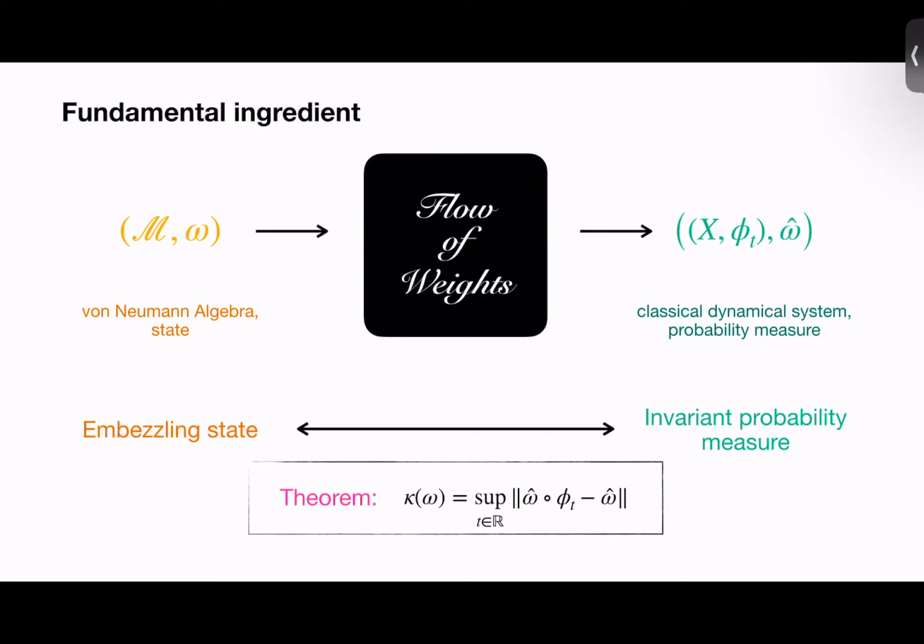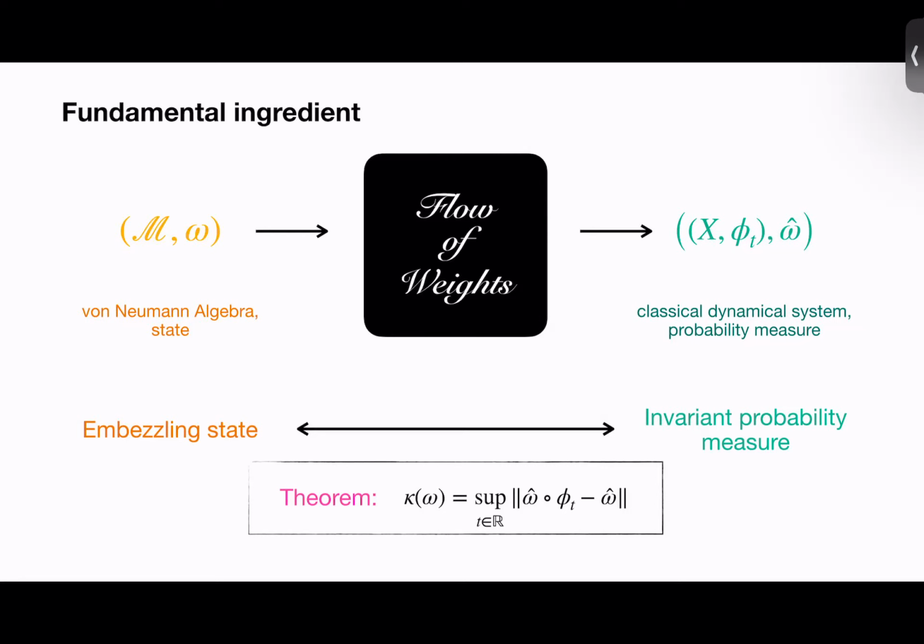In fact, even more is true. This quantifier of embezzlement is exactly the measure for how far the distribution deviates from being invariant under the flow of the conservative classical dynamics that we have. And if our von Neumann algebra is a factor, then it turns out that this flow is ergodic, so there's at most one such invariant probability. This is the fundamental theorem that we have to prove. I will not tell you how we can prove that, it would be way too far. So for us, this is just the black box.